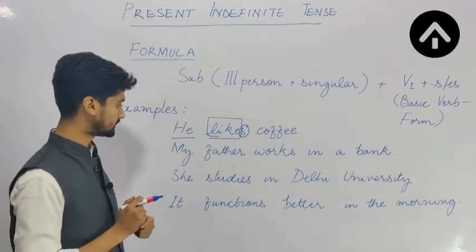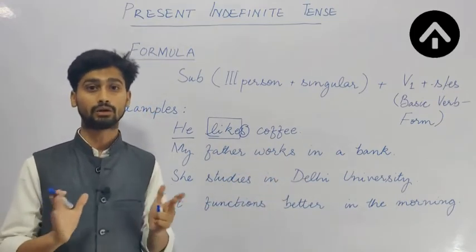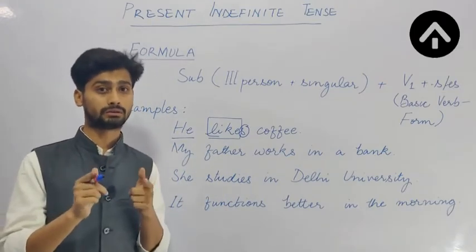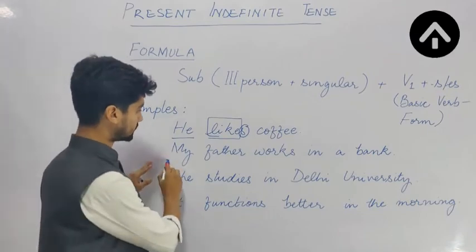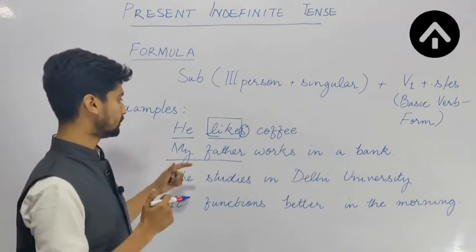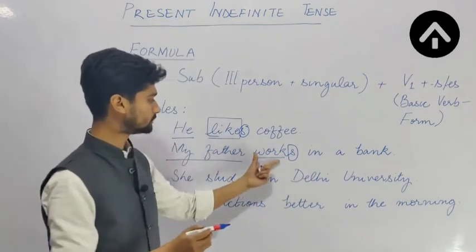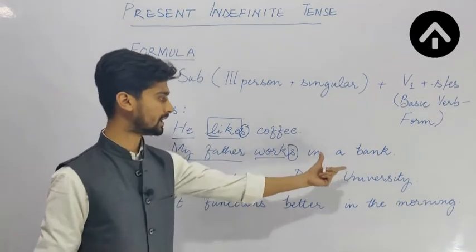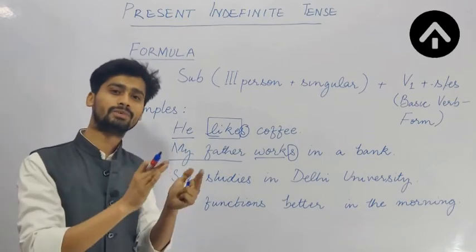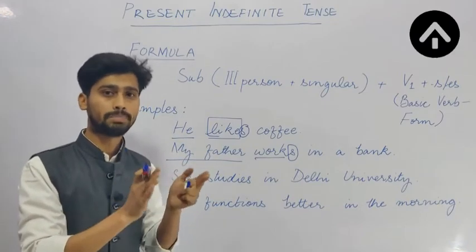Let's take another example. My father works in a bank, not my father work in a bank, because that will be grammatically incorrect again. I'm talking about my father, who is third person as well as singular. So I am adding S again with the main verb. So have a look at the subject-verb agreement. If the subject is singular, the verb will also be singular, and if the subject is plural, the verb will also be plural.